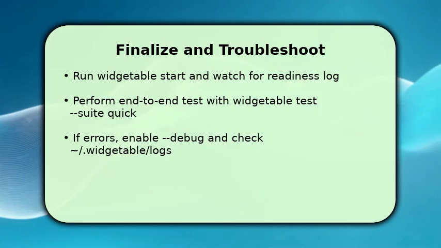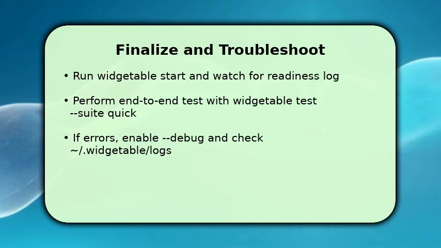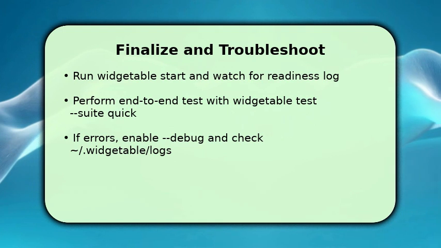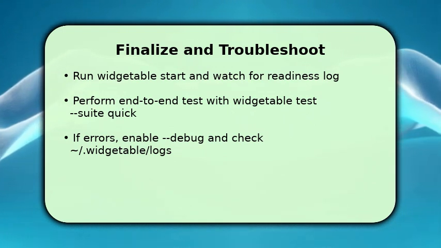If something fails, enable debug to increase verbosity, then inspect /widgetable/logs and the linked project dashboard for auth or network errors. One key tip: reissue the API key if auth errors persist.